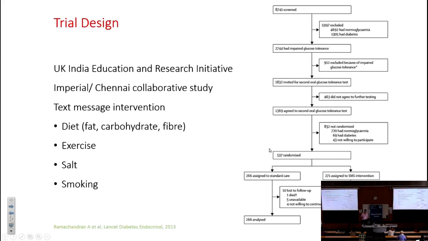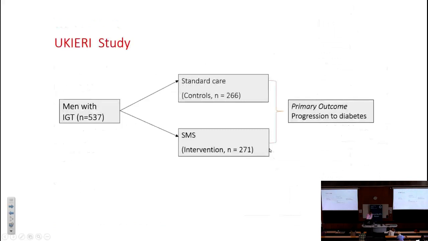And the text messages are around 350 messages which are culturally specific, which deal with diet in terms of both amount and content, so reduced fat, reduced carbohydrate and increased fibre, increasing and encouraging physical activity, reducing salt and preventing smoking where possible. So in this study we ended up with 260 people assigned to standard care and 271 assigned to the text message intervention.